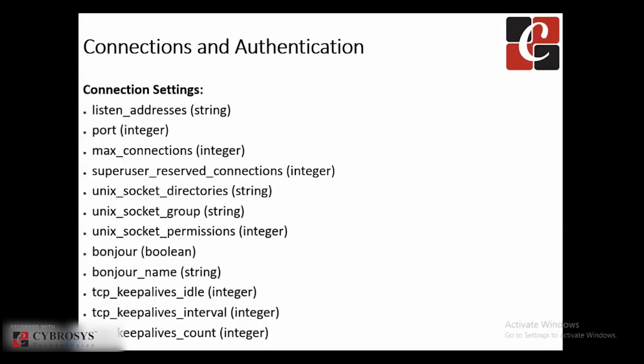Then next one is count, that is TCP keep alives count. It is the number of TCP keep alives that can be lost before the server connection to the client is considered dead. It is also by default 0. So this is how we make connection settings.